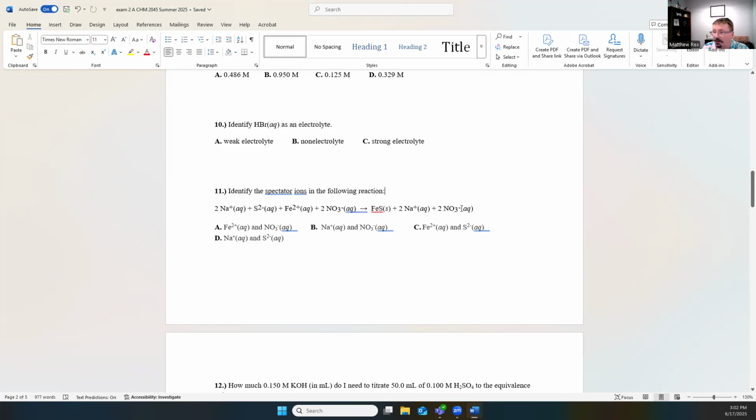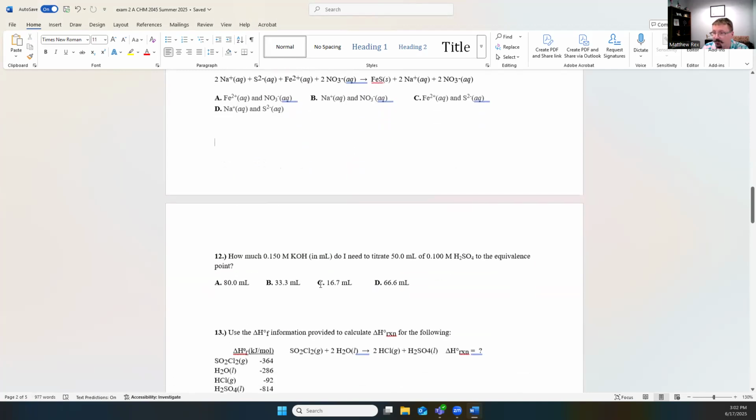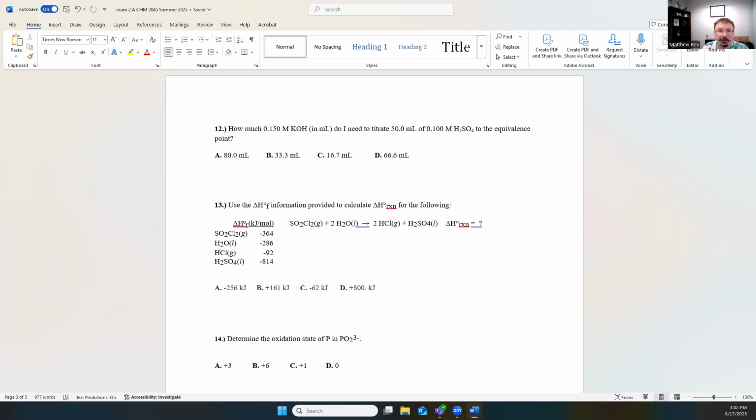But the things that went into the sodium nitrate, or the things that were unchanged, like I said, are the sodium and the nitrate. We've got Na+ aqueous on the reactant side and Na+ aqueous on the product side, and NO3- aqueous on the reactant side, and it is identical on the product side. So those are our spectator ions, B. All right, titration question.